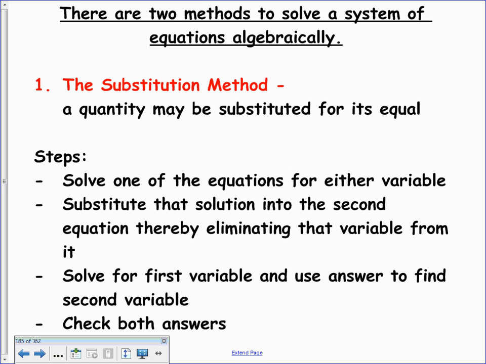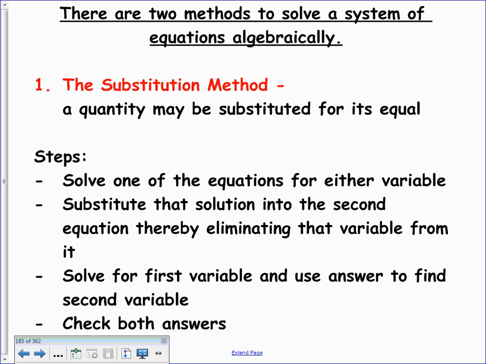The steps involved are: you are going to make sure that in one of the equations I can solve for one of the variables, either get x or y isolated and solve. You are then going to substitute that solution into my second equation, where I can eliminate that variable, so I am just solving for one variable. I then can solve for that first variable, use my answer to solve for the second variable, and check both answers. So these steps become very clear when I do a couple of examples.